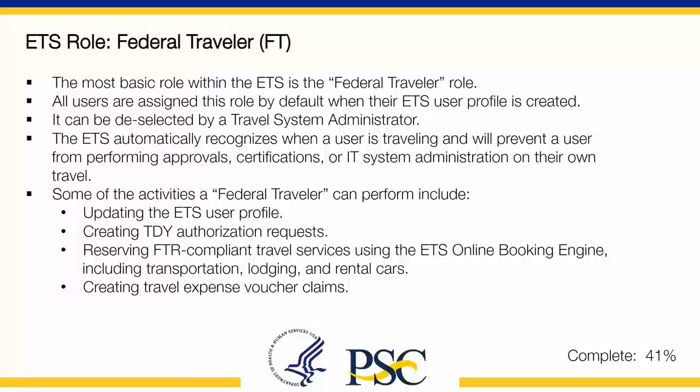Some of the activities a federal traveler can perform include updating the ETS user profile, creating TDY authorization requests, reserving FTR-compliant travel services using the ETS online booking engine, including transportation, lodging, and rental cars, and creating travel expense voucher claims.